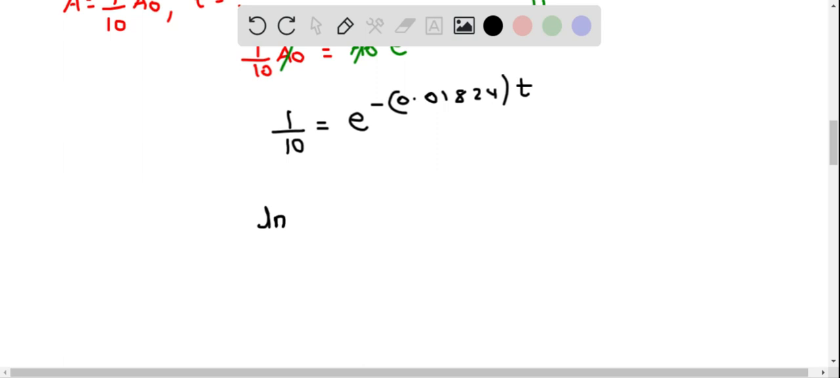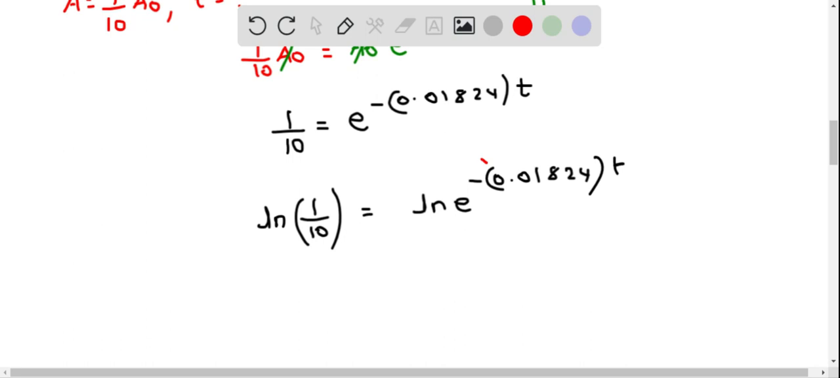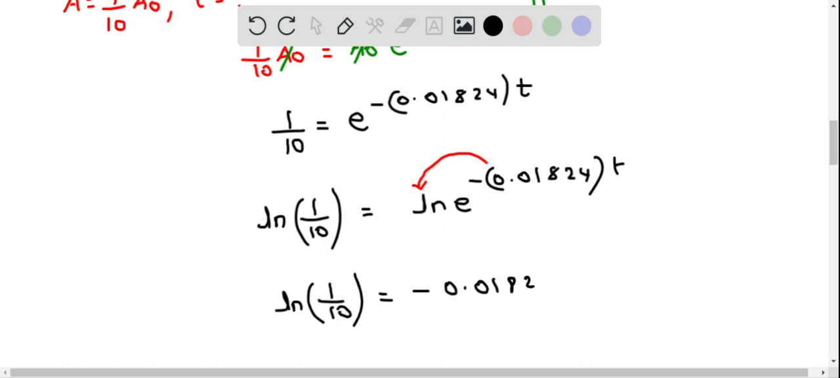Once again, we apply natural logarithm to both sides to determine the value of time. So this equation becomes natural logarithm of 1/10 equals natural logarithm of e raised to the power of negative 0.01824 times t. Once again, we apply the power property of logarithm, so this complete part comes in front, and we are left with natural logarithm of 1/10 equals negative 0.01824 times t times natural logarithm of e. Natural logarithm of e, we know that it is 1.